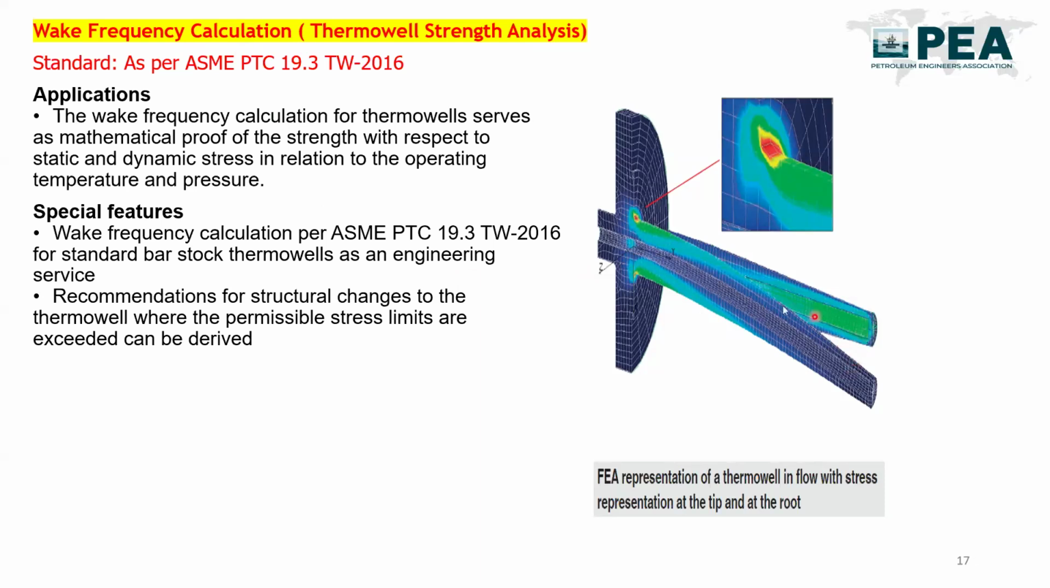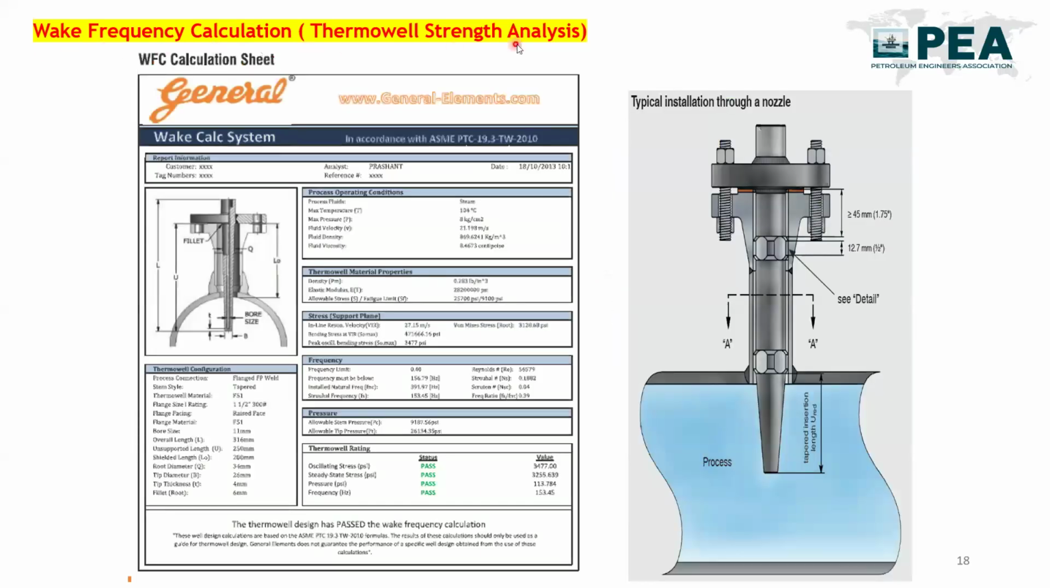If you select the wrong thermowell, there may be some wear and tear at the neck of the thermowell due to the wrong selection. So while we do this wake frequency calculation of the thermowell, first of all we need to specify the dimension of the thermowell. First we select any xyz dimension of the thermowell, and then the calculation will be done as per ASME PTC 19.3 on some calculation tools.